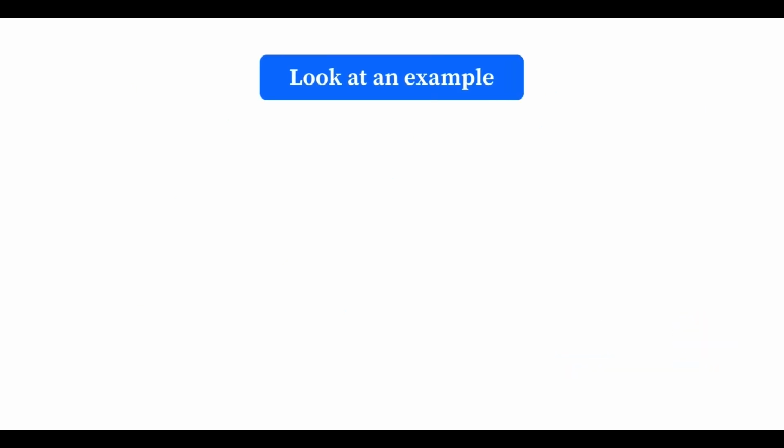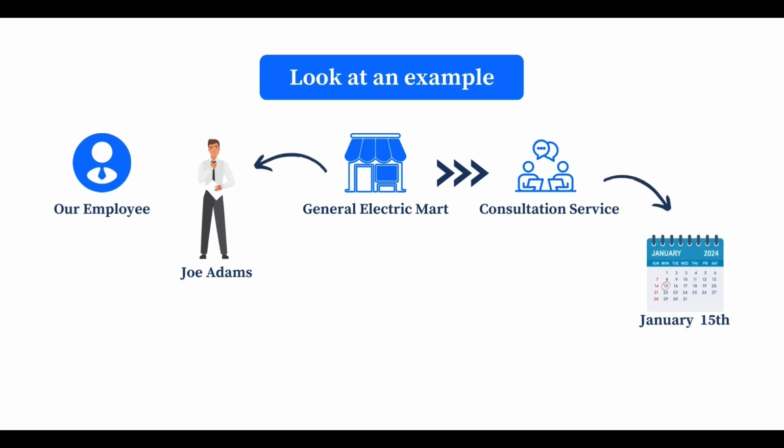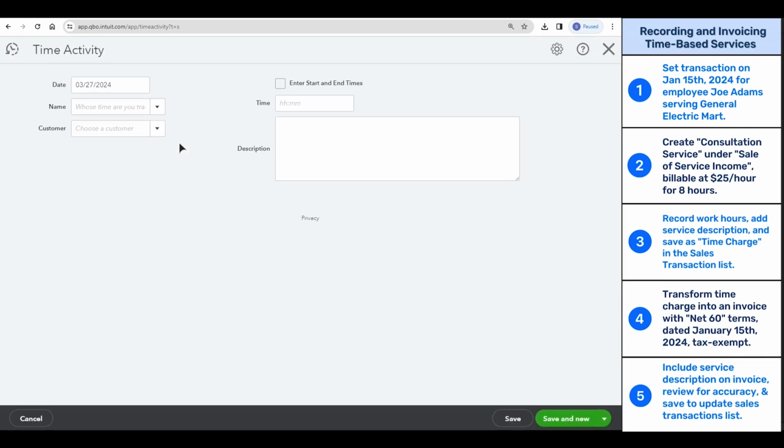Let's look at an example. Suppose one of our employees, let's say Joe Adams, has worked for the General Electric Mart while providing the consultation service on 15th January. It was agreed that General Electric Mart would make the payment based on the total hours worked for them at $25 per hour. So let's record it in a single time activity.